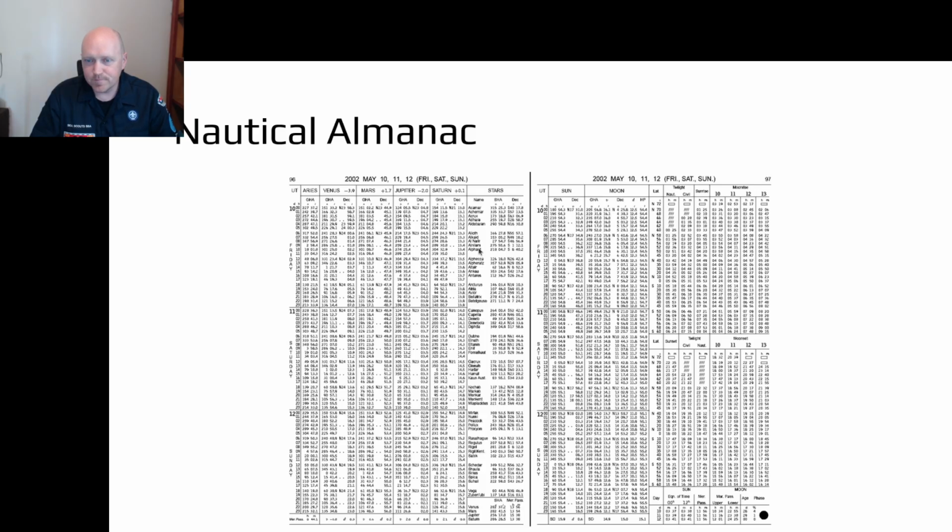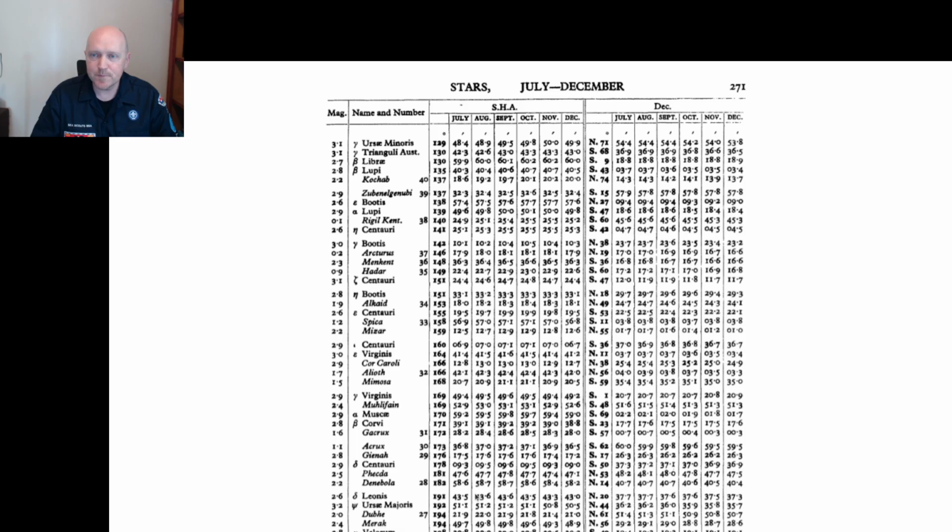different galaxies. So, Altair is a big one. Deneb, everybody's favorite is Betelgeuse. It's usually in there. Vega is another bright one. So those are all important.